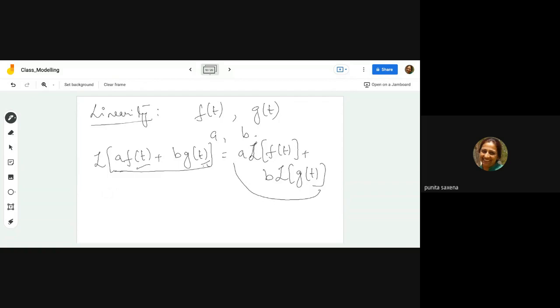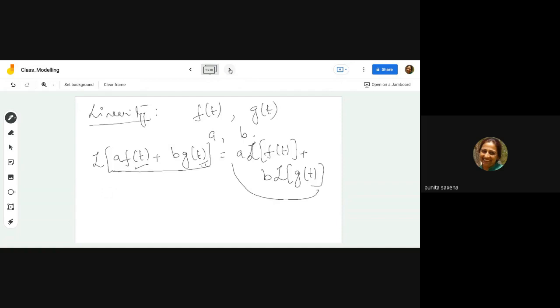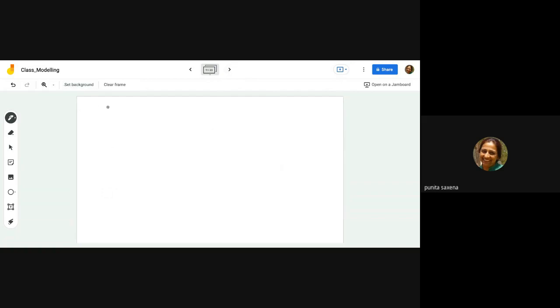Similarly, we have seen how the Laplace transform of an exponential function behaves, right? Now, what if I have a hyperbolic function, say cos hyperbolic kt? I have to find the Laplace transform of this. But we know that cos hyperbolic kt is actually nothing but e to the power kt plus e to the power minus kt by 2. So which is nothing but 1 by 2 e to the power kt plus 1 by 2 e to the power minus kt.